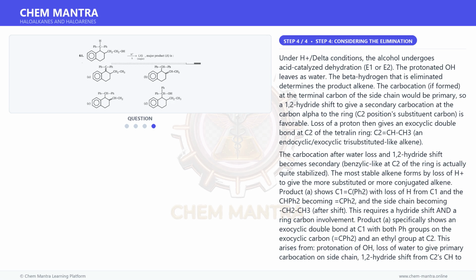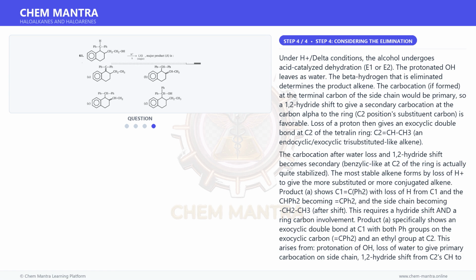Under H+ delta conditions, the alcohol undergoes acid-catalyzed dehydration, E1 or E2. The protonated O leaves as water. The beta hydrogen that is eliminated determines the product alkene. The carbocation, if formed at the terminal carbon of the side chain, would be primary, so a 1,2 hydride shift to give a secondary carbocation at the carbon alpha to the ring, the C2 position substituent carbon, is favorable.